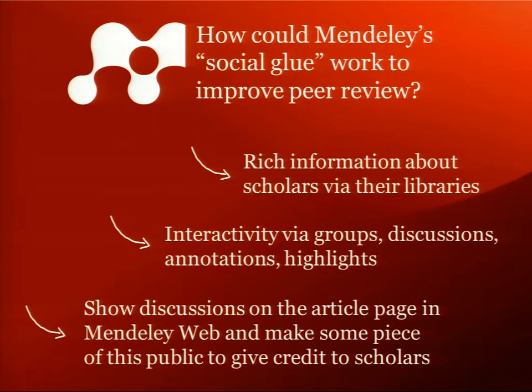So how could we use Mendeley and the social glue that I just explained to improve peer review? In Mendeley's case specifically, we have very rich information about scholars via the libraries that they build up. We know very well what they read, how they interact with that content. Again, we preserve the privacy of the individual by not revealing who's reading what explicitly, but we can say there's a paper that is being read by computer science professors in the US. So we do have very rich information about users' profiles, because it's so embedded in the workflow of the end user.